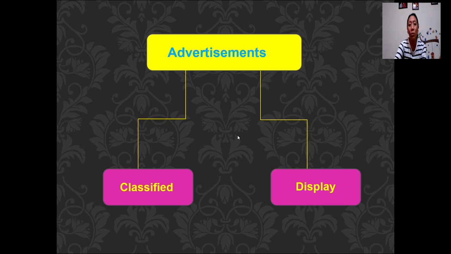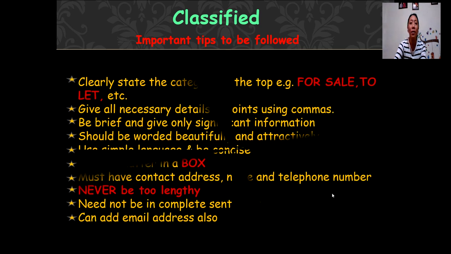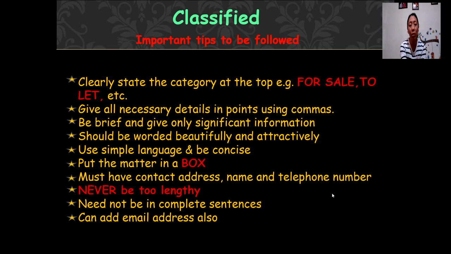Okay, so advertisements are of two types. The first one is classified and the second one is display. The second one, that is display, can also be termed as commercial advertisement. All right. Now, there are certain things that you need to keep in view when you are asked to draft a classified advertisement. Now, you can also write classified advertisement or display or commercial advertisement in real life. You need not study this only from the examination point of view.